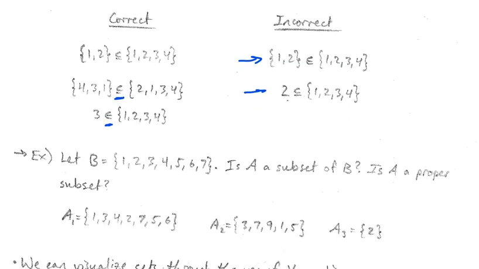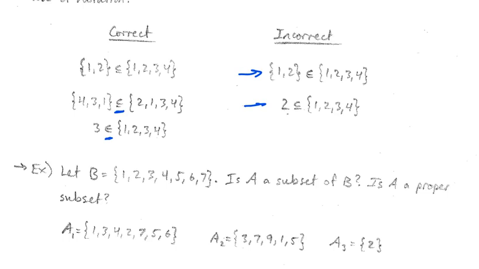So here I have a sample. The set B here: 1, 2, 3, 4, 5, 6, and 7. And I have three separate sets here, A1, A2, A3. And the question is, for each of these A's, is it a subset of B? Is it a proper subset?